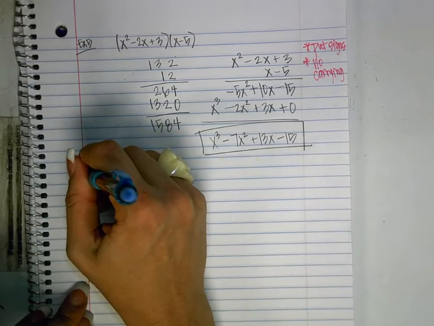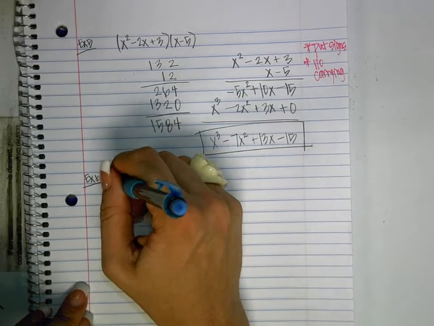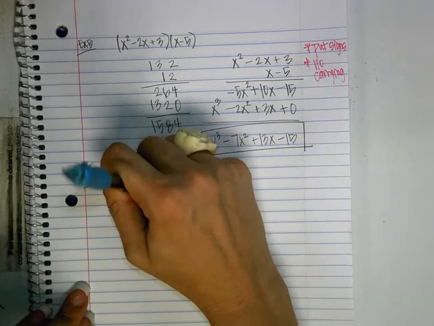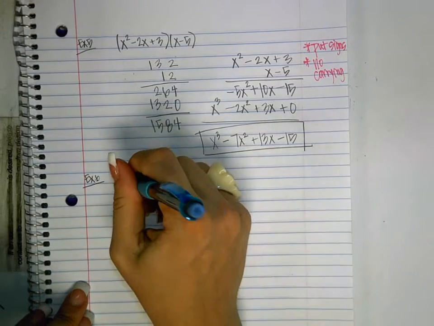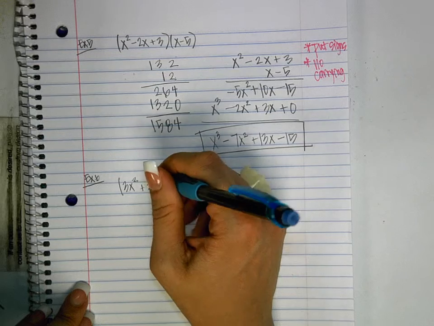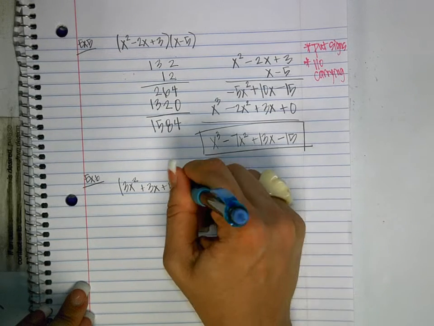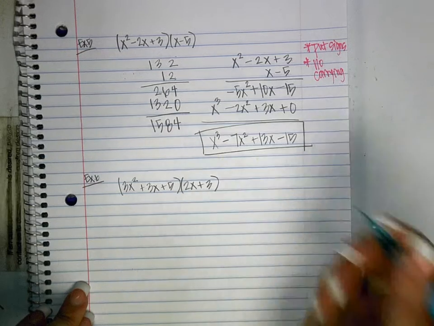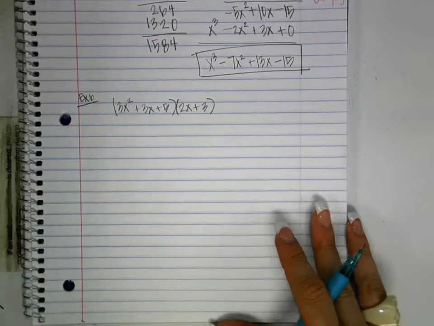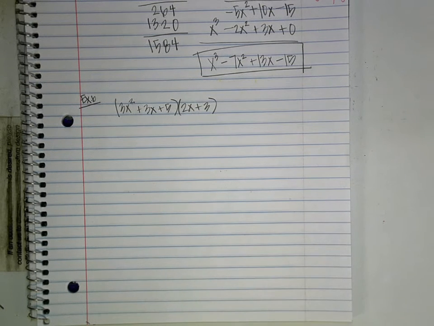Okay, let's try one more. Last one. For number 6, I would like you to multiply 3x squared plus 3x plus 5 multiplied by 2x plus 3.